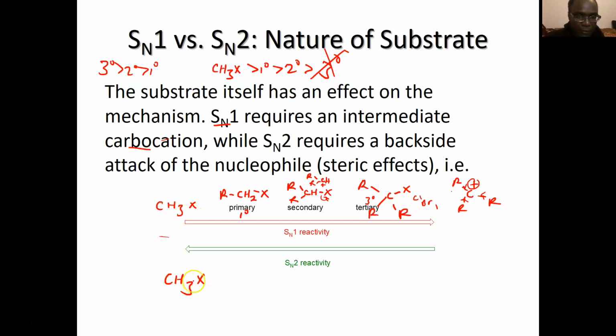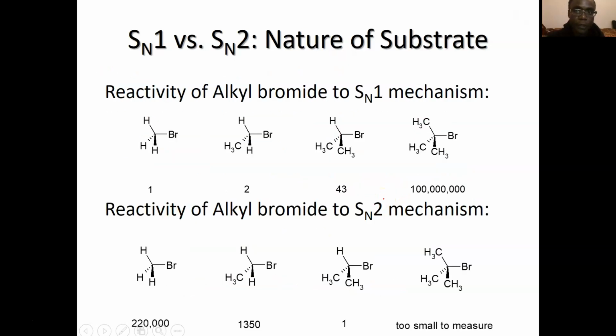SN2 doesn't like sterics on the back side of the leaving group, so the methyl X will be more reactive than the primary, more reactive than secondary, more reactive than tertiary. In fact, tertiary never does SN2, because SN2 requires back attack of the nucleophile. The back side is crowded, the nucleophile cannot approach this partially positive carbon to attack it. Okay, and you have the examples here.